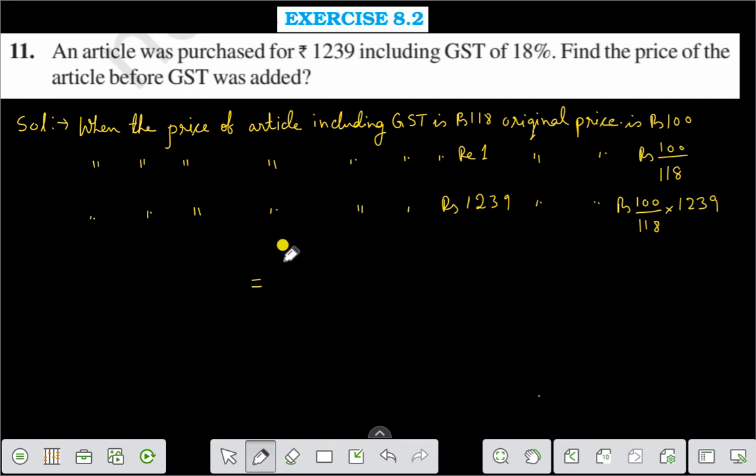Let us find this one. It is 100 by 118 into 1239. Let us find the value. We cut it by 2. 2 fives are 10, 2 nines are 18. So it is 59.